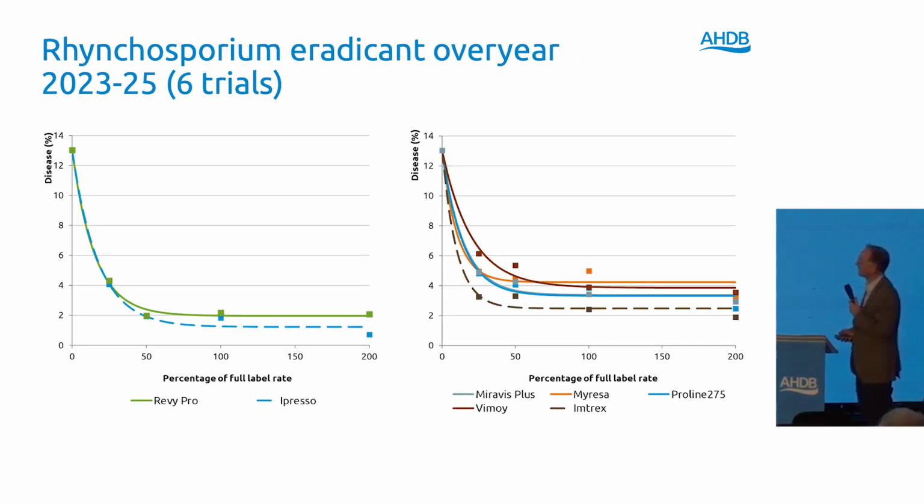And we look at the eradicant information as well over 3 years now, and it broadly sums up what we've just shared. Intrex looking very good there, Miravis and Proline overlying each other, and I think it's hard to separate those lines based on that information. The mixtures, again, performing very well on the left.